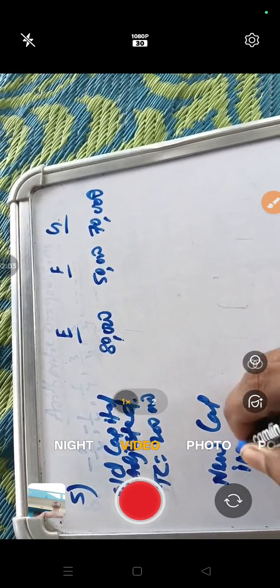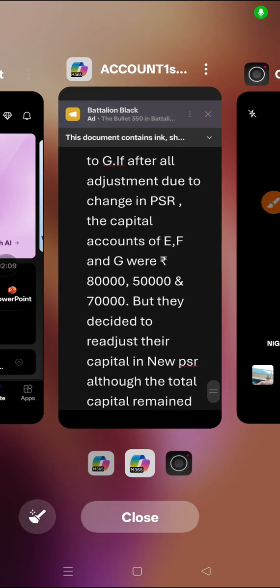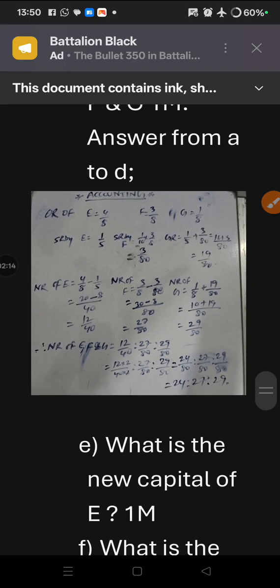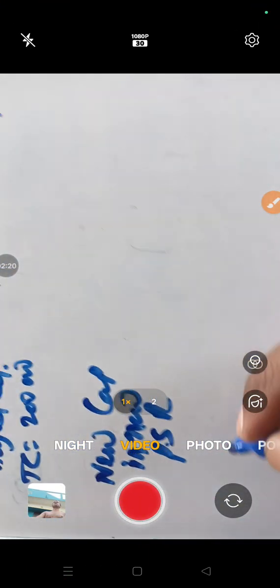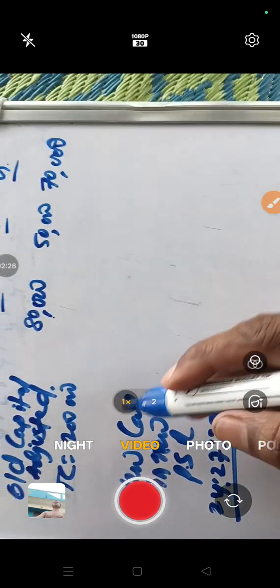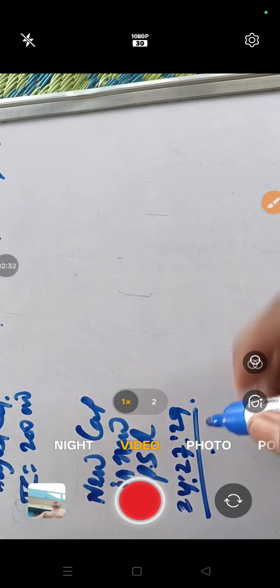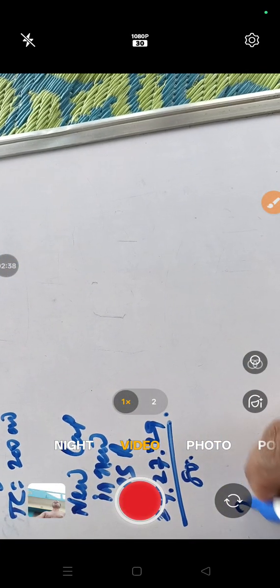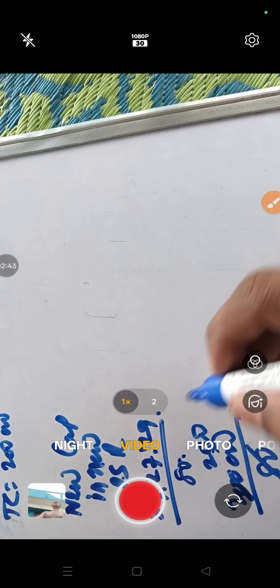Now the new capital in the new PSR. What was the new profit sharing ratio? It was just calculated as 24:27:29. This is the new ratio. So this 2 lakh, the sum total of 24 plus 27 is 51 plus 29 is 80. If the total is 80, then 2 lakh divided by 80 gives you 2,500.